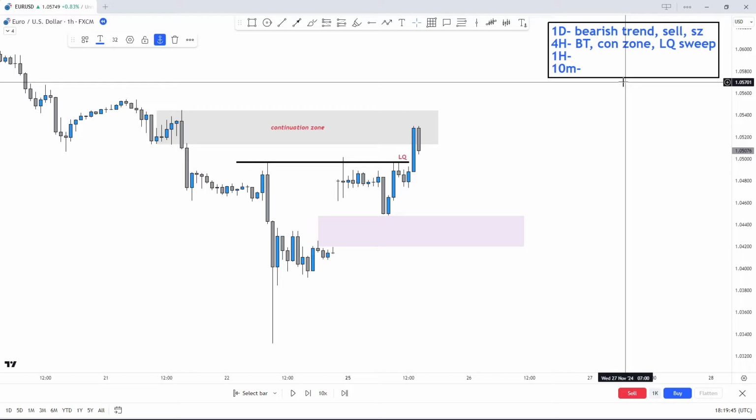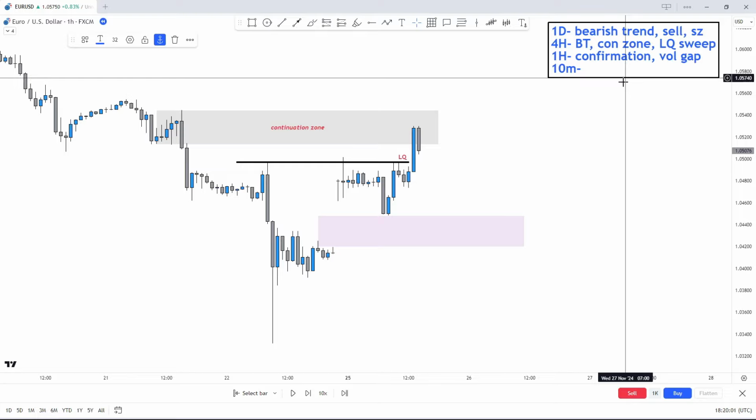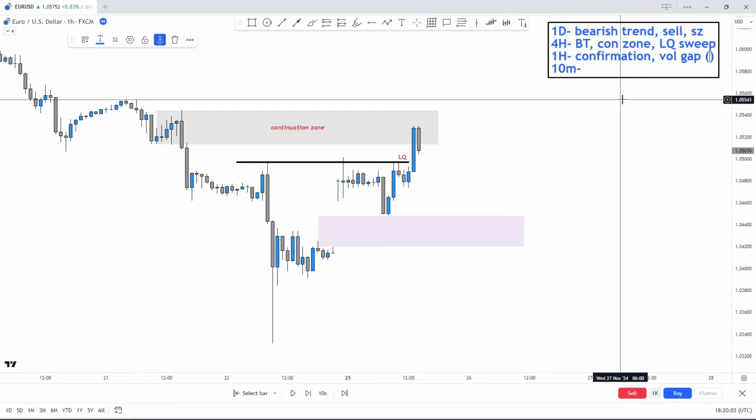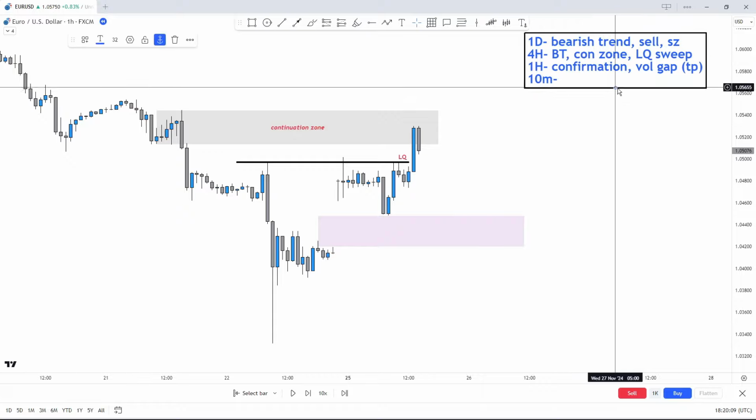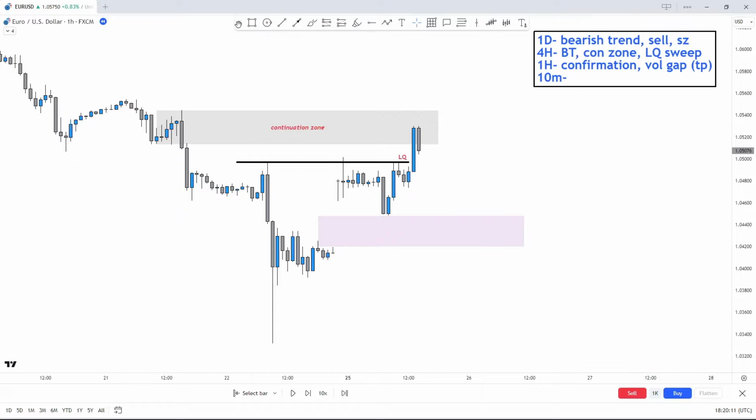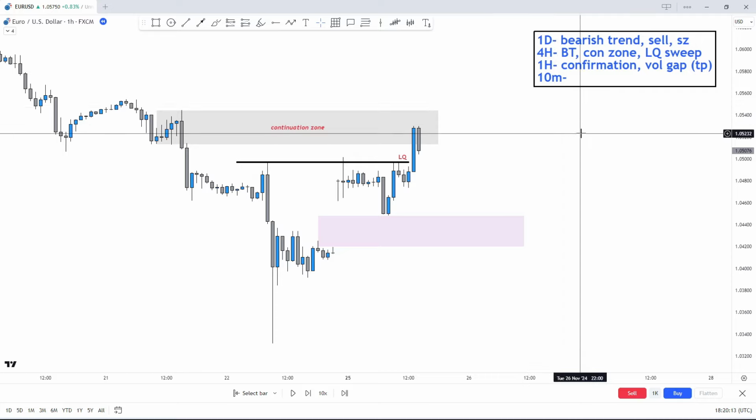So what can I say about the 1 hour information? I can say that we see the sell setup. So our selling confirmation, our sell bias is confirmed. So we have confirmation. We also see a volume gap. So I'll write vol gap, which can act as a potential TP for any later trades that we take. This is again another piece of information which is helping me shape my story for this trade.